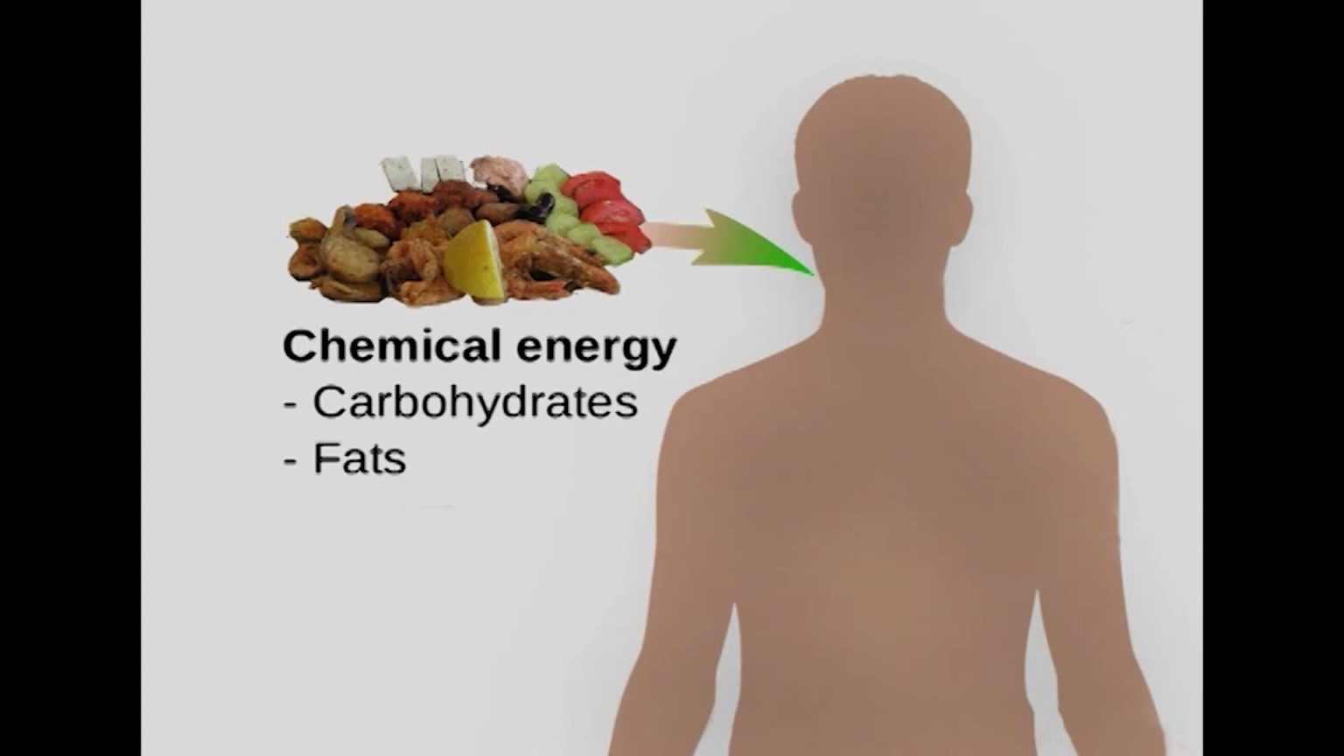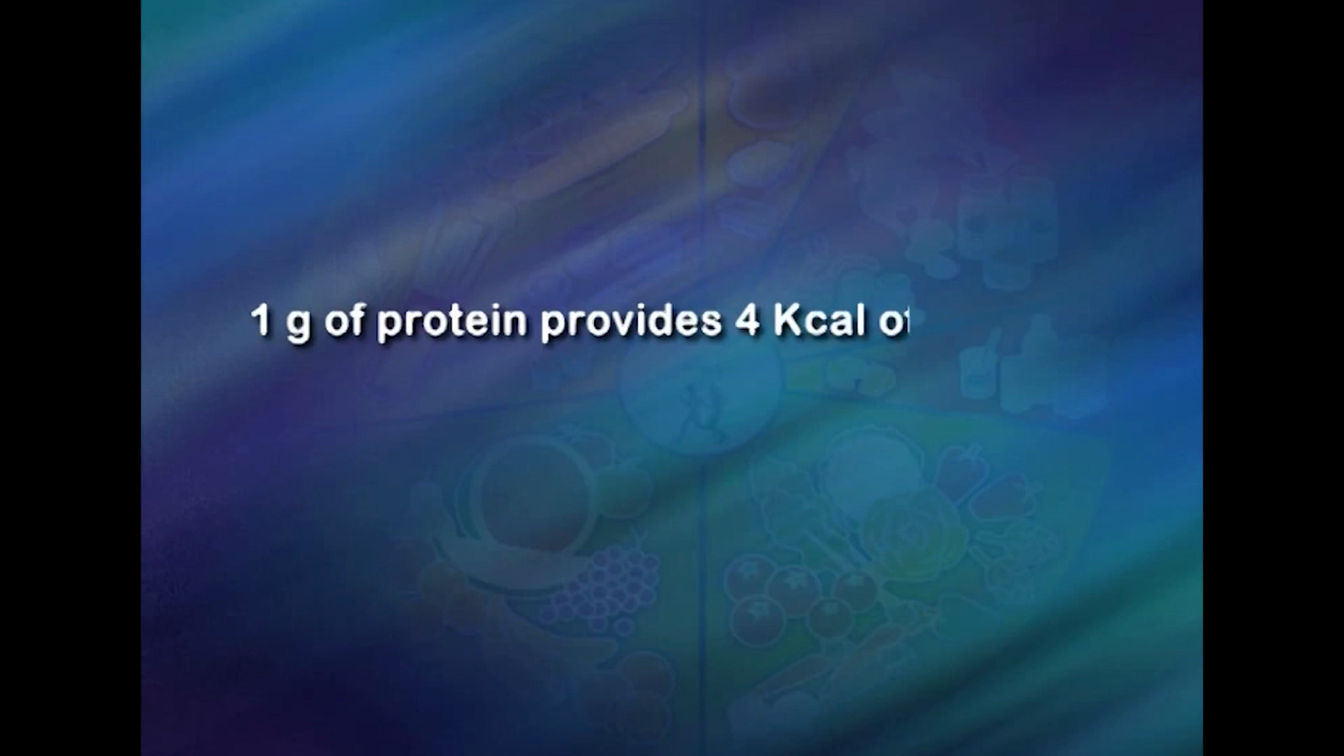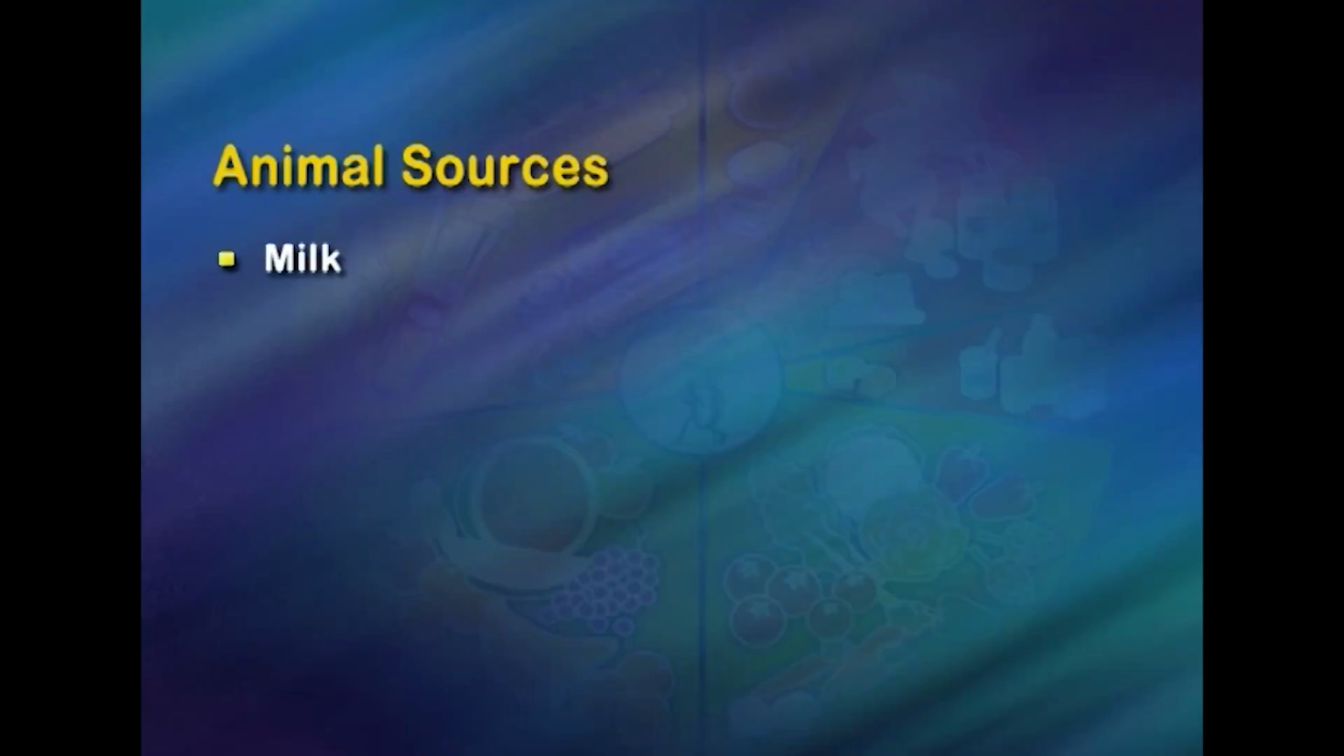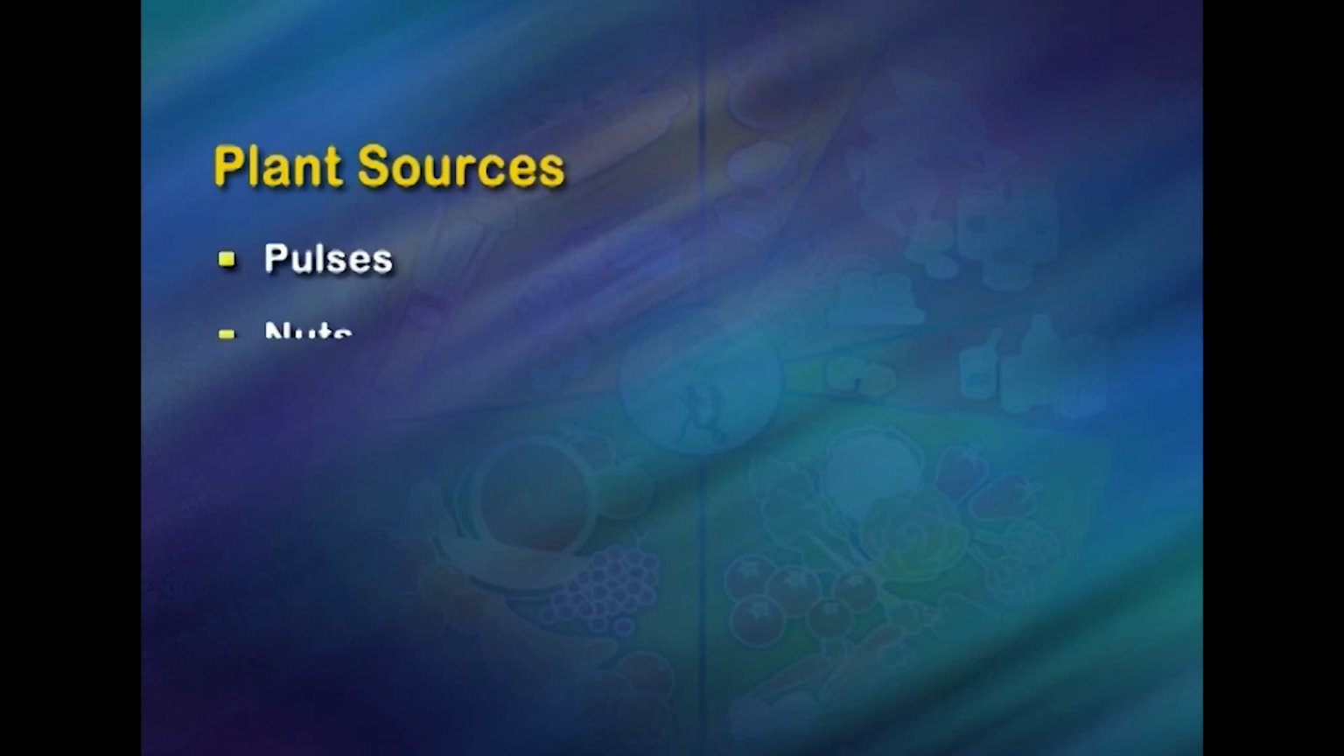When we take proteins in excess, they are converted either into carbohydrates or fats and stored in our body for later use. 1 gram of protein provides 4 kilocalories of energy. Now, what are the sources of proteins? We get proteins from both animal and plant sources. Animal sources like milk and meat products, plant sources like pulses, nuts, cereals, etc.